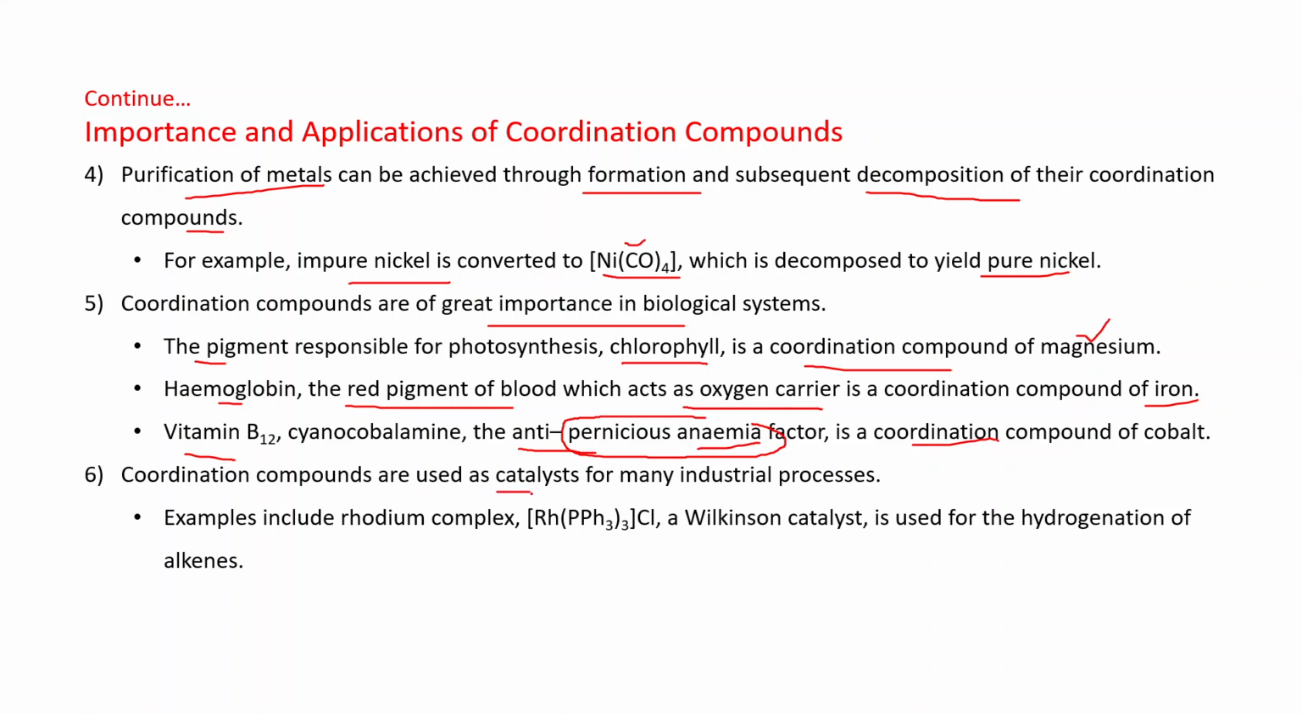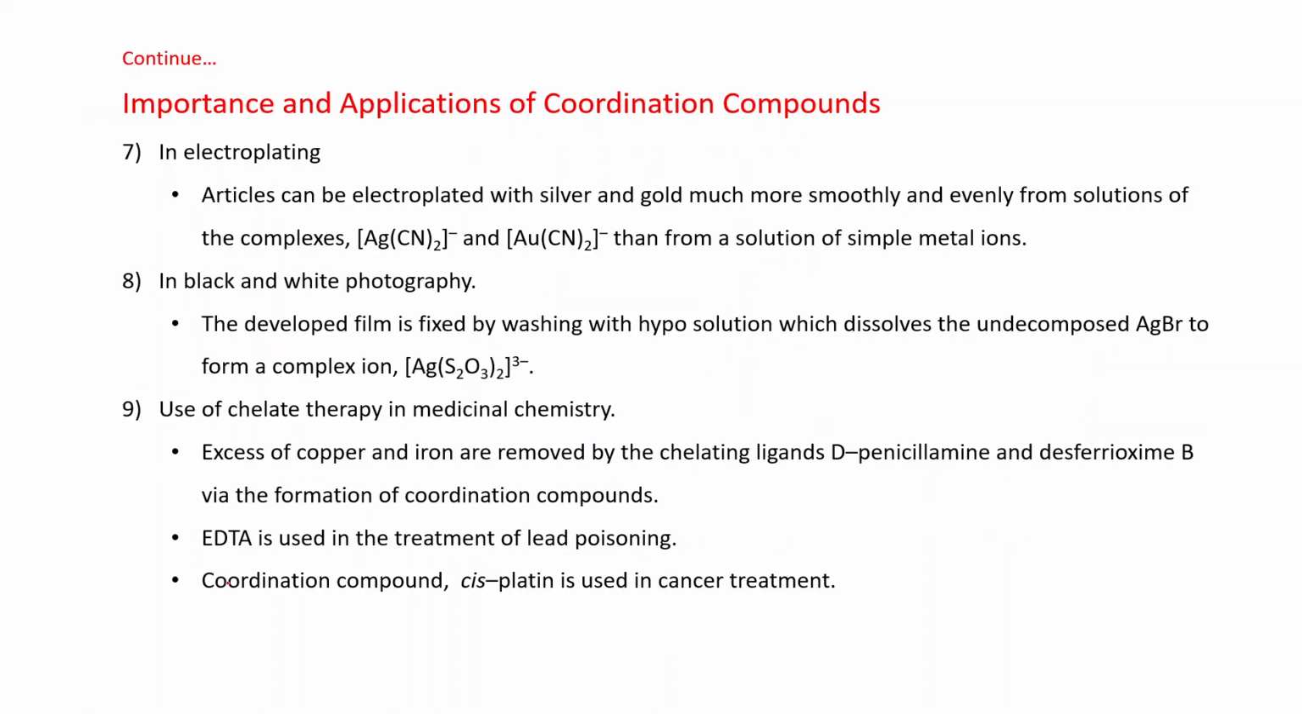Coordination compounds are used as catalysts for many industrial processes. Examples include the rhodium complex [RhCl(PPh3)3]. Its name is Wilkinson catalyst. This is called Wilkinson catalyst, and this is used for the hydrogenation of alkenes. In electroplating, articles can be electroplated with silver and gold much more smoothly and evenly from solutions of the complexes [Ag(CN)2]⁻ and [Au(CN)2]⁻ than from a solution of simple metal ions.